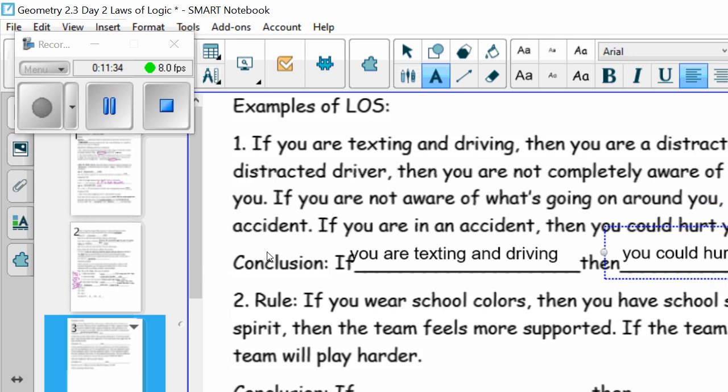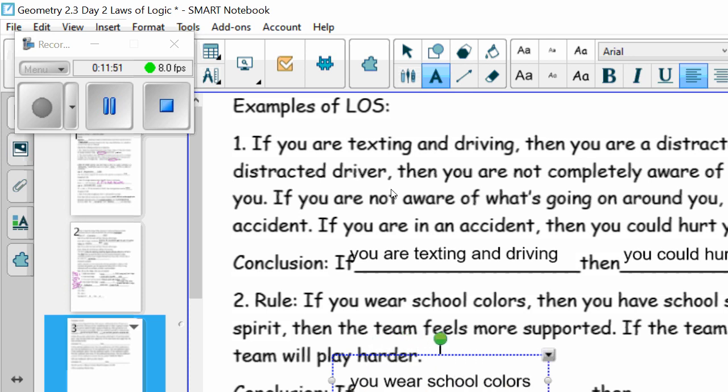Okay, so now let's look at another one. Rule 2. If you wear school colors, then you have school spirit. If you have school spirit, then the team feels more supported. If the team feels more supported, the team will play harder. Okay, so the conclusion, if you wear school colors, then the team will play harder.